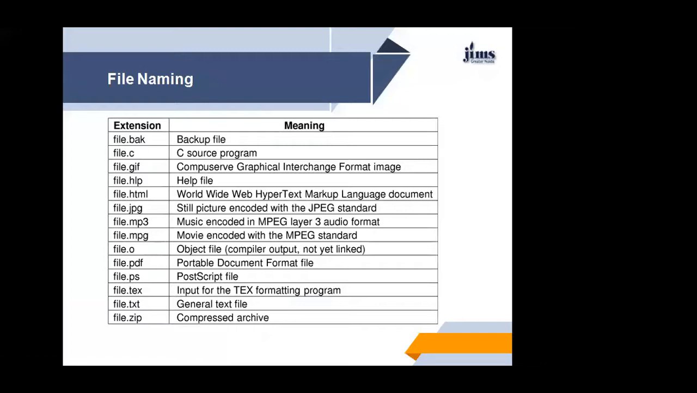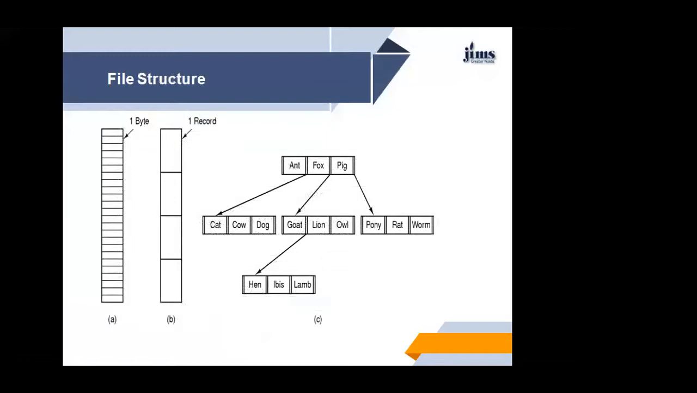So when keeping the directory structure in mind, these are the operations that are to be performed on a directory. There are also operations in the file structure. You can see that one is the byte structure, record is there, and the tree part. Directory structure will be there. In this, as you see, let's say ant, fox, and pig, these three are directories.